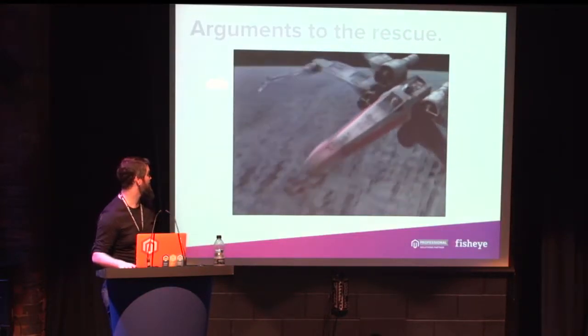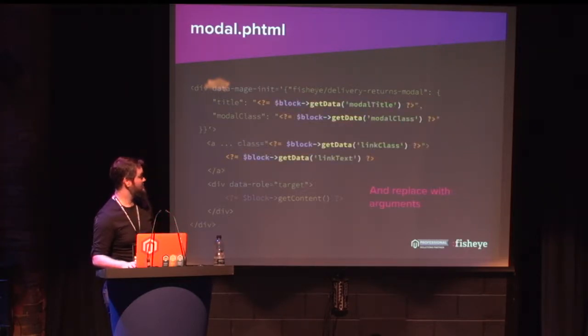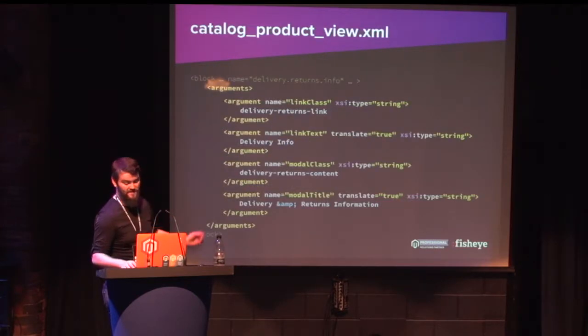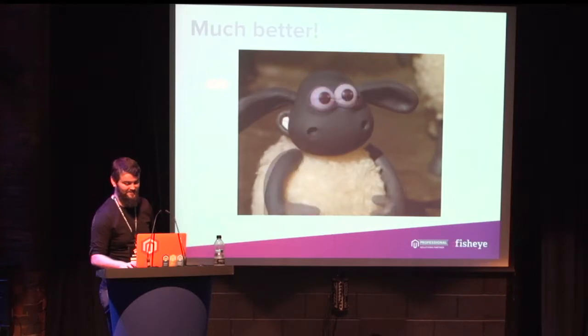Well, we can use arguments, of course. So we jump back into our template. I've highlighted four things here: the title and link text, and two of the classes. To remove those, we replace them with arguments, using the get data here, and we just pass them in via layout XML. Pretty simple stuff. What that now means is, if we want to change any of that stuff in a custom theme on any of those 10 sites I keep referring to, we can just go in and replace it via layout. No overwriting of the file. It means we've got much better maintenance and upgradability. So it's a lot better.